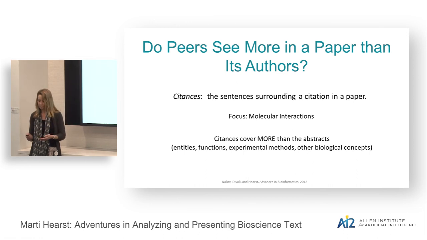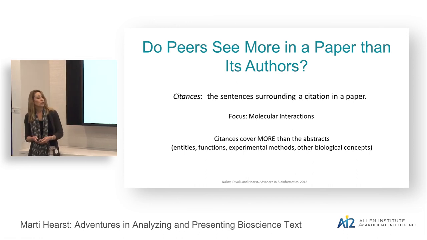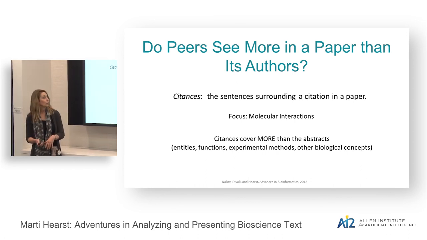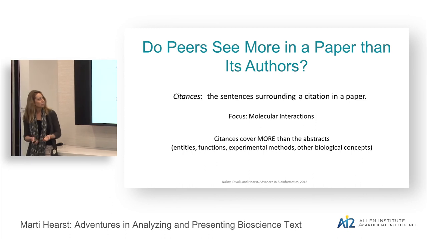It's not the norm. So what we're interested in knowing is, what do people talk about in the sentences that's the same as or different than what they talk about in the abstract? Is there overlap? Is it the same? And so on and so forth. So we did this study, and we used the sentences, in particular, the sentences surrounding a citation in a paper. And in this particular study, we focused on papers that talked about molecular interactions in the bioscience literature.